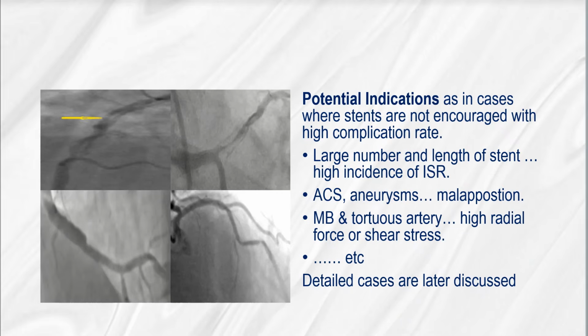Other potential indications for drug-coated balloon are cases where stents are not encouraged due to a high complication rate, such as a large number and length of stents with high incidence of in-stent restenosis, acute coronary syndrome aneurysm with fear of malapposition, myocardial bridge or tortuous artery with high radial force or shear stress, and other indications. These detailed cases are later discussed in Part 2.